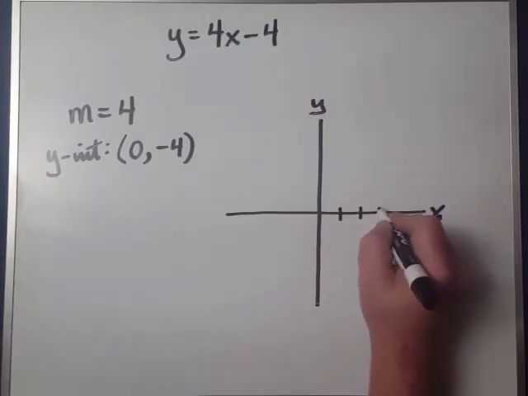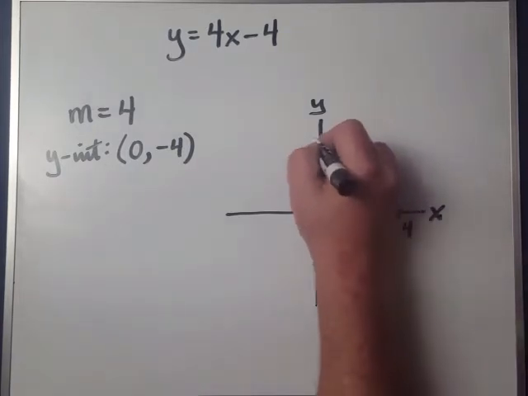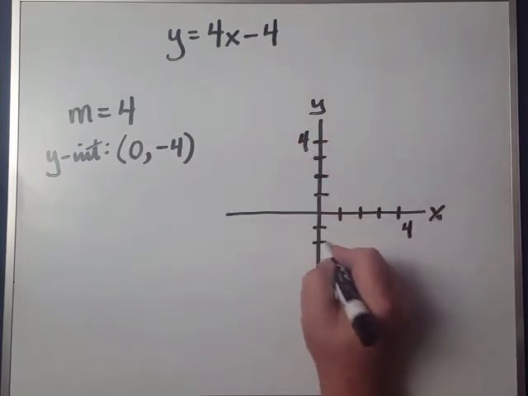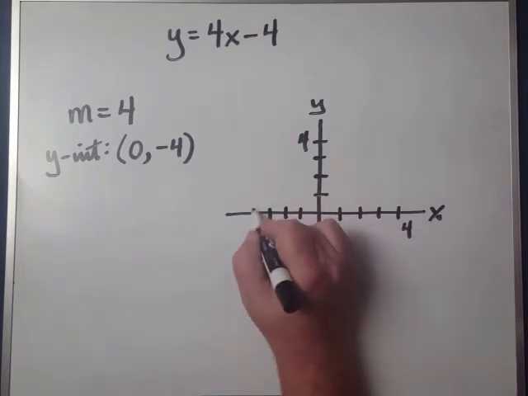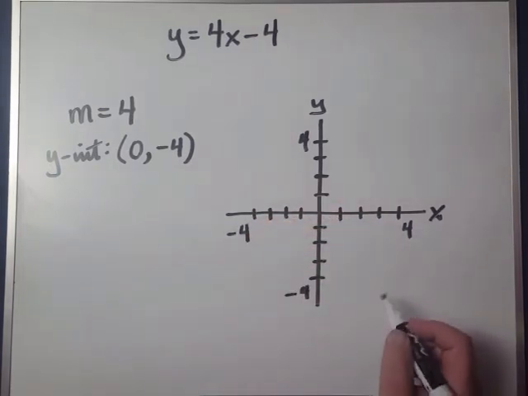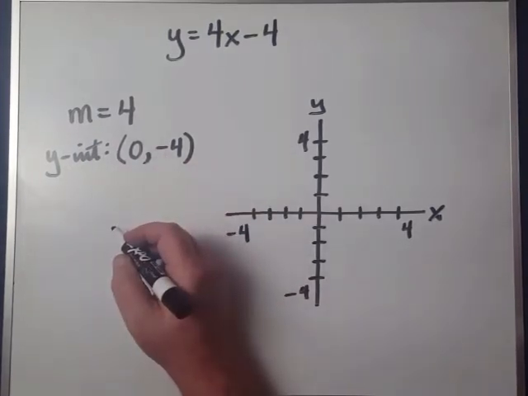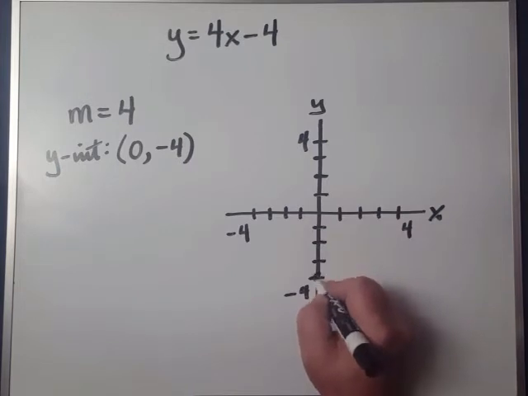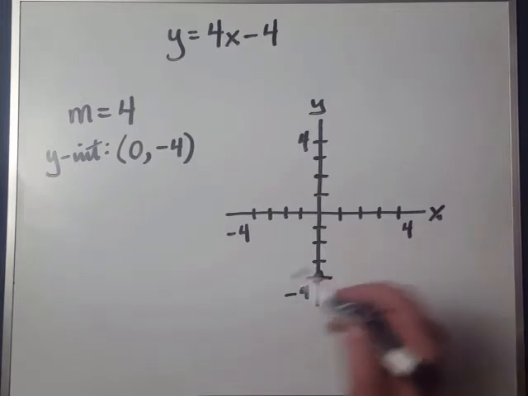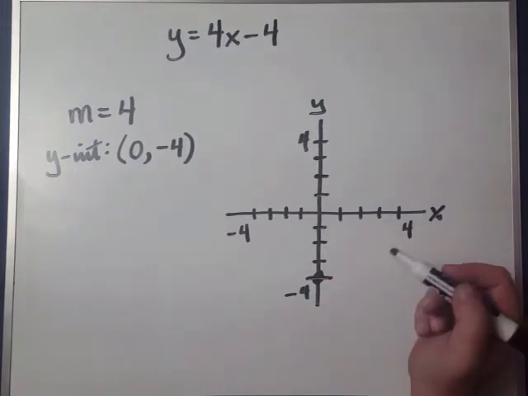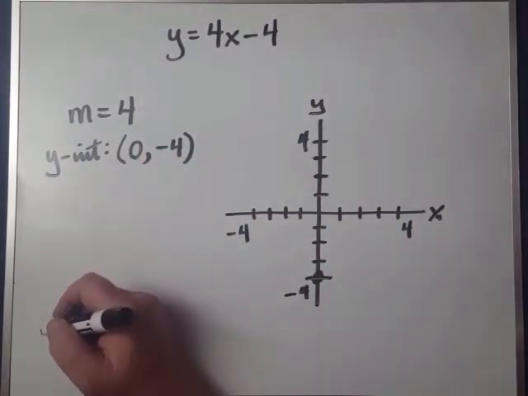Let's go out to 4 in all directions to get started here. Well, we have 1 point. We have the y-intercept, the point 0, negative 4. Down here at negative 4 on the y-axis. In order to graph this line, I need a second point. Can this slope help me find a second point?